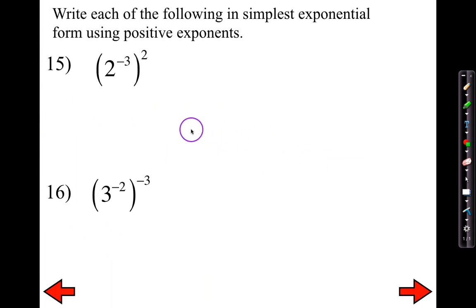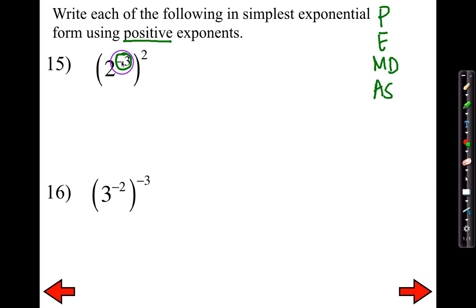So now it says here, write each of the following in simplest exponential form using positive exponents. Keyword, we have to use positive exponents. So first, let's remind ourselves the order of operations. It's please excuse my dear Aunt Sally. Parentheses comes first. Is there anything within the parentheses I can simplify? Yes, within the parentheses, I can simplify 2 to the negative third. Because of this negative exponent, I am supposed to turn it into a positive. So how do I do that?